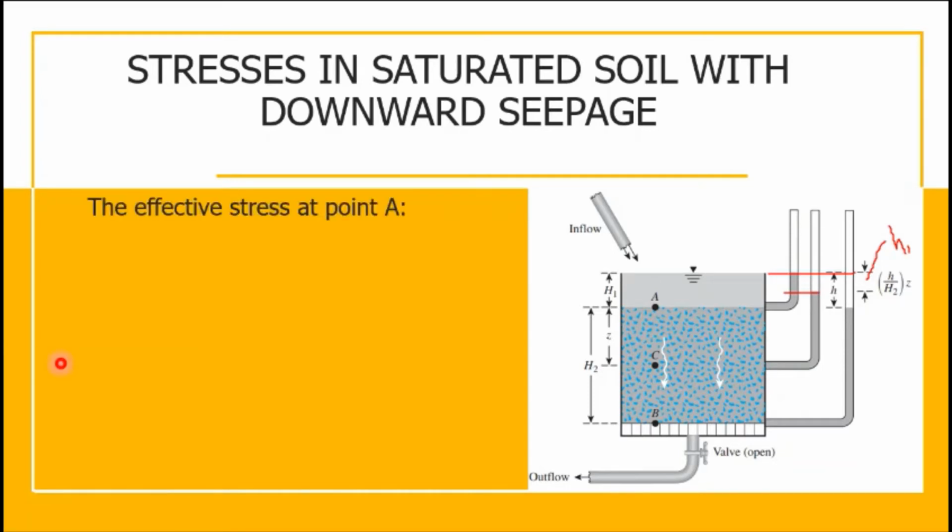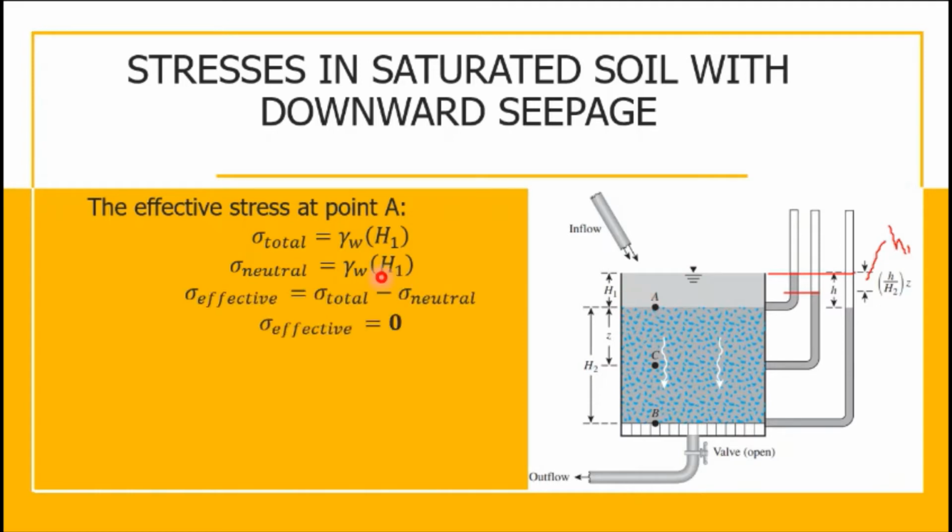Okay? So, the effective stress at point A is equal to the total stress minus the neutral stress again. The total stress is again the stress due to soil and water. At point A, the stress is just due to water. So this will be equal to the unit weight of water multiplied by H sub 1. And also, the neutral stress is equal to the unit weight of water multiplied by H sub 1. Therefore, the effective stress is just equal to 0.